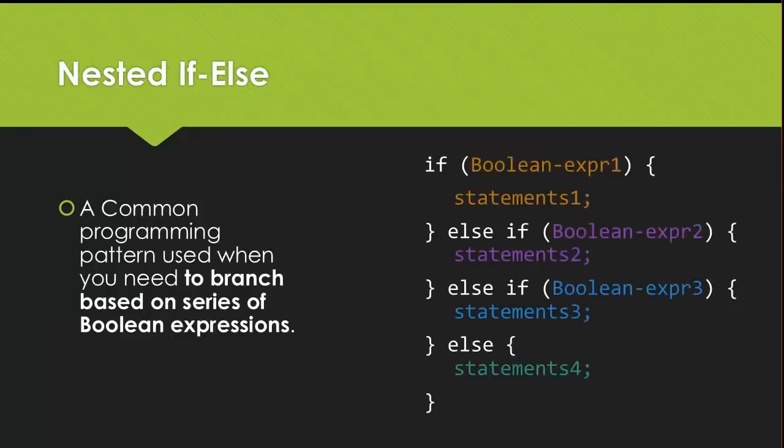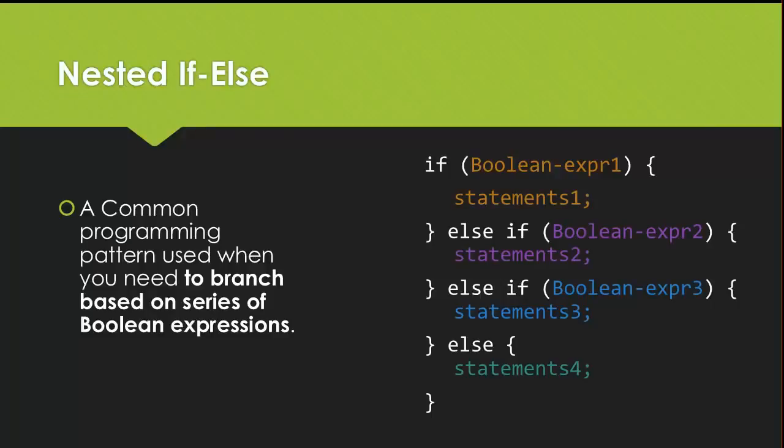Sometimes you need to branch based on a series of Boolean expressions rather than just a single Boolean expression. Last week we learned that with if-else, you can test one Boolean expression, and if it was true, you can execute a series of statements, or if false, execute a different series of statements. The problem solved with a nested if-else is when you need to test more than one Boolean expression.